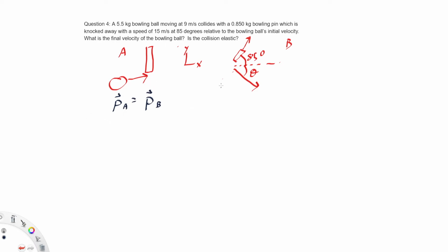And just like before, I want to split this up into x and y components. So the momentum at A in the x direction equals the momentum at B in the x direction, and also the momentum at A in the y direction equals the momentum at B in the y direction. So in the x direction, originally we have m1 v1ax. That's our 5.5 kilogram bowling ball and our 9 meters a second. The pin, however, is initially at rest, so it has no velocity at situation A. At situation B, it does have some velocity.